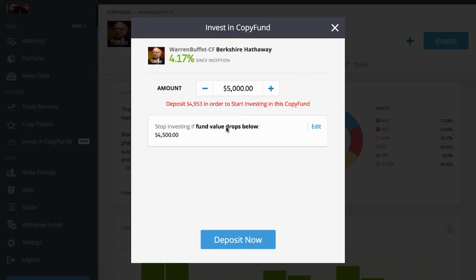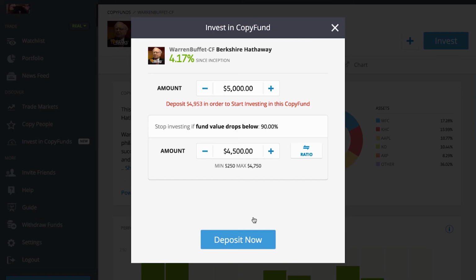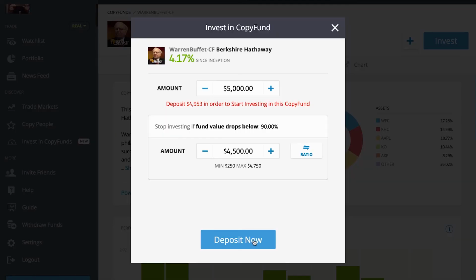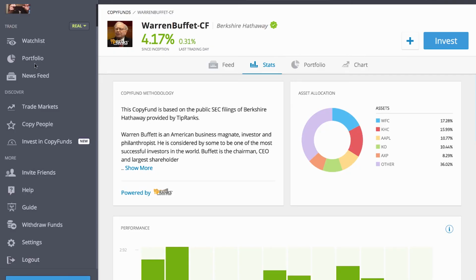Also here you can see that there's a stop loss. So there's a stop investing if the fund value drops below, and you can edit this to whatever you want. So there is a stop loss on your Copyfund as well. Obviously when you buy this, it says deposit now because I'd need to put in $4,953 to do this. But once you open that investment, it will appear like all the other ones in your portfolio. So you can just go to your portfolio and find it, and you can track what's happening with your investment.